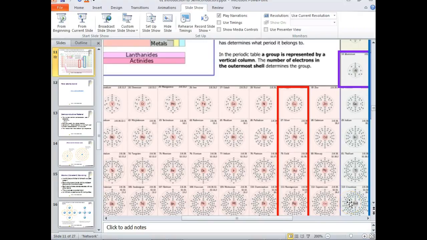So this shows the bands. How many do we see here? 1. How many do we see here? 1. How many do we see here? 1, 1. Right? See that?